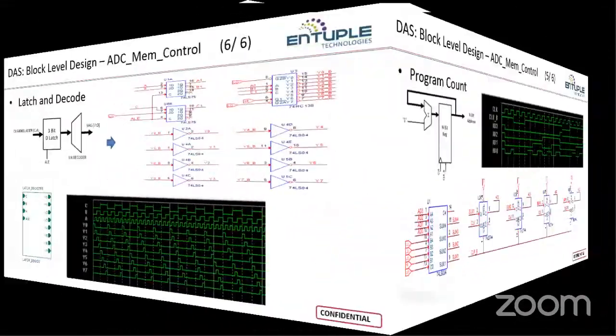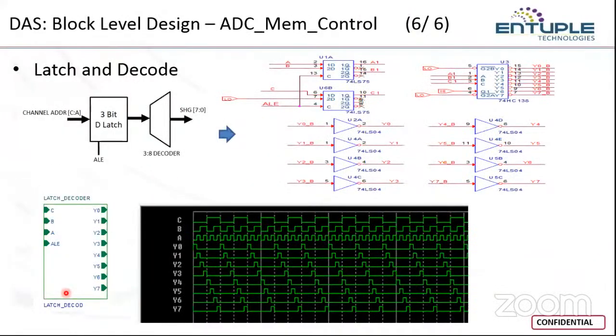And then we have latch and decode. So why do we need a latch and decode? Because if you have data generated and a particular address is allocated for storing that data, until you get a reset signal, it should be latched on to that particular address, right? So that is why we go for a latch and decoder kind of block.